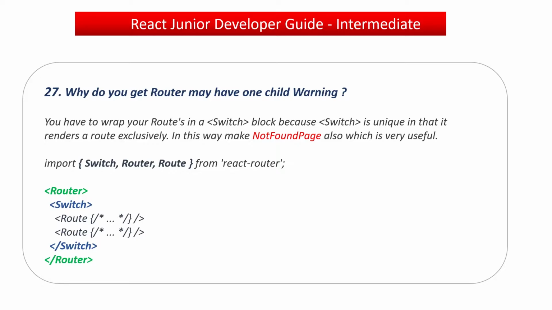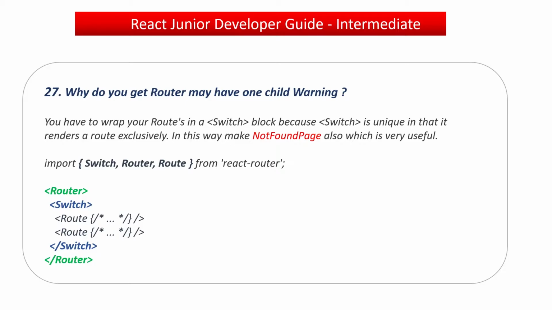system very easily. You have to wrap your route. So the question is, how do you get the "router may have only one child" warning? Because when you use router, you need to contain everything within a router, and within a switch you just write your route, one route for each component. You will write it this way.